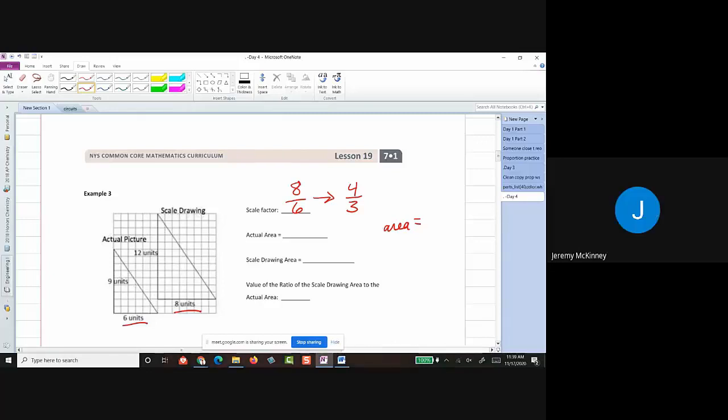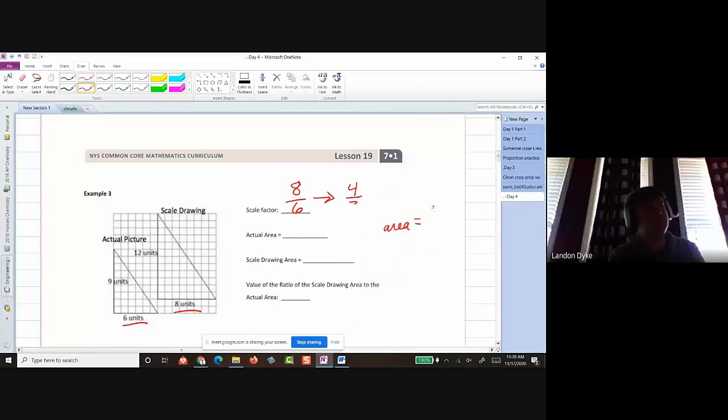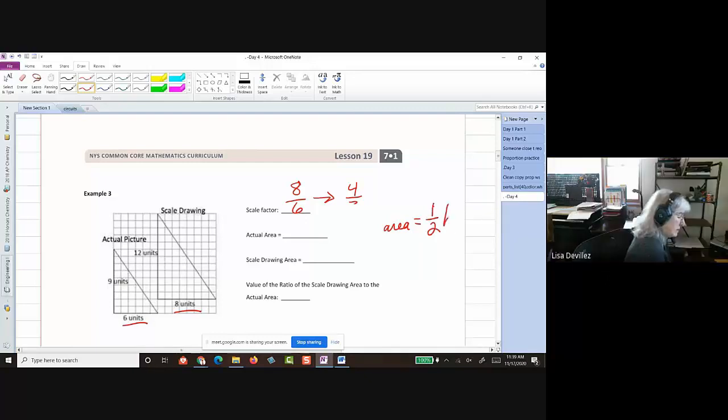Isn't it area equals base times height times one half? Yeah, one half times the base times the height. So here for my actual area, I have 1/2 times 6 times 9. So what is that? 27?